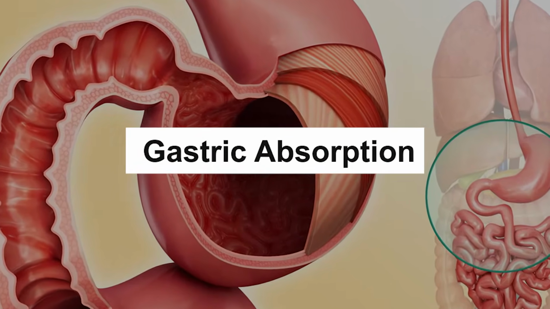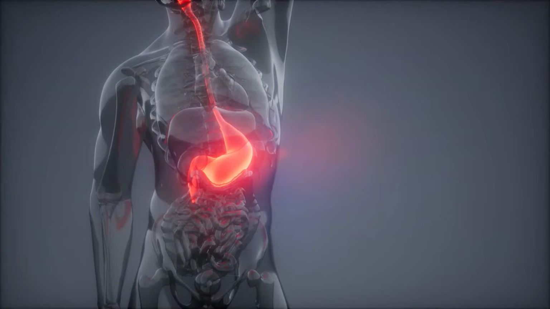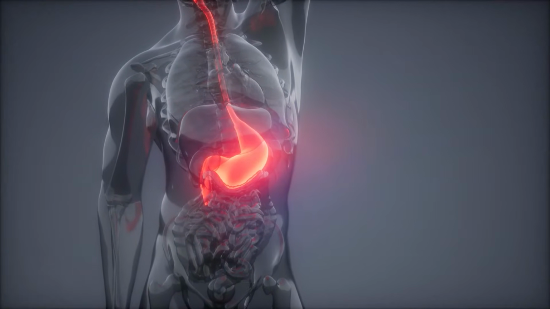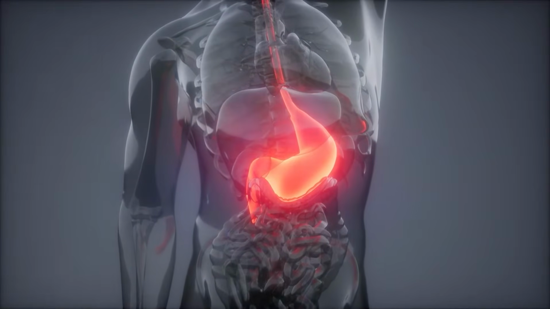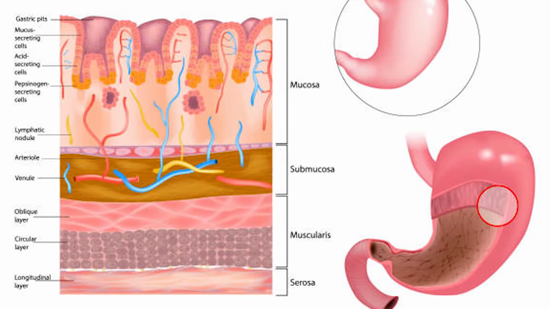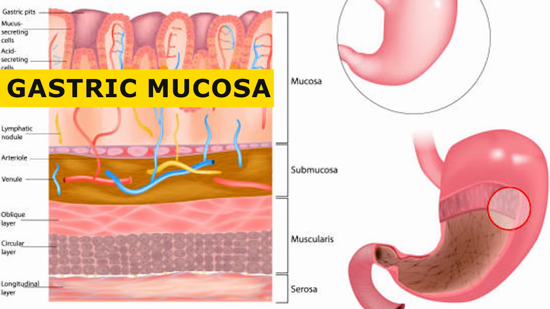Gastric absorption. Although the stomach is not a primary site for nutrient absorption, certain substances such as alcohol, aspirin, and some water-soluble drugs can be absorbed directly through the gastric mucosa.